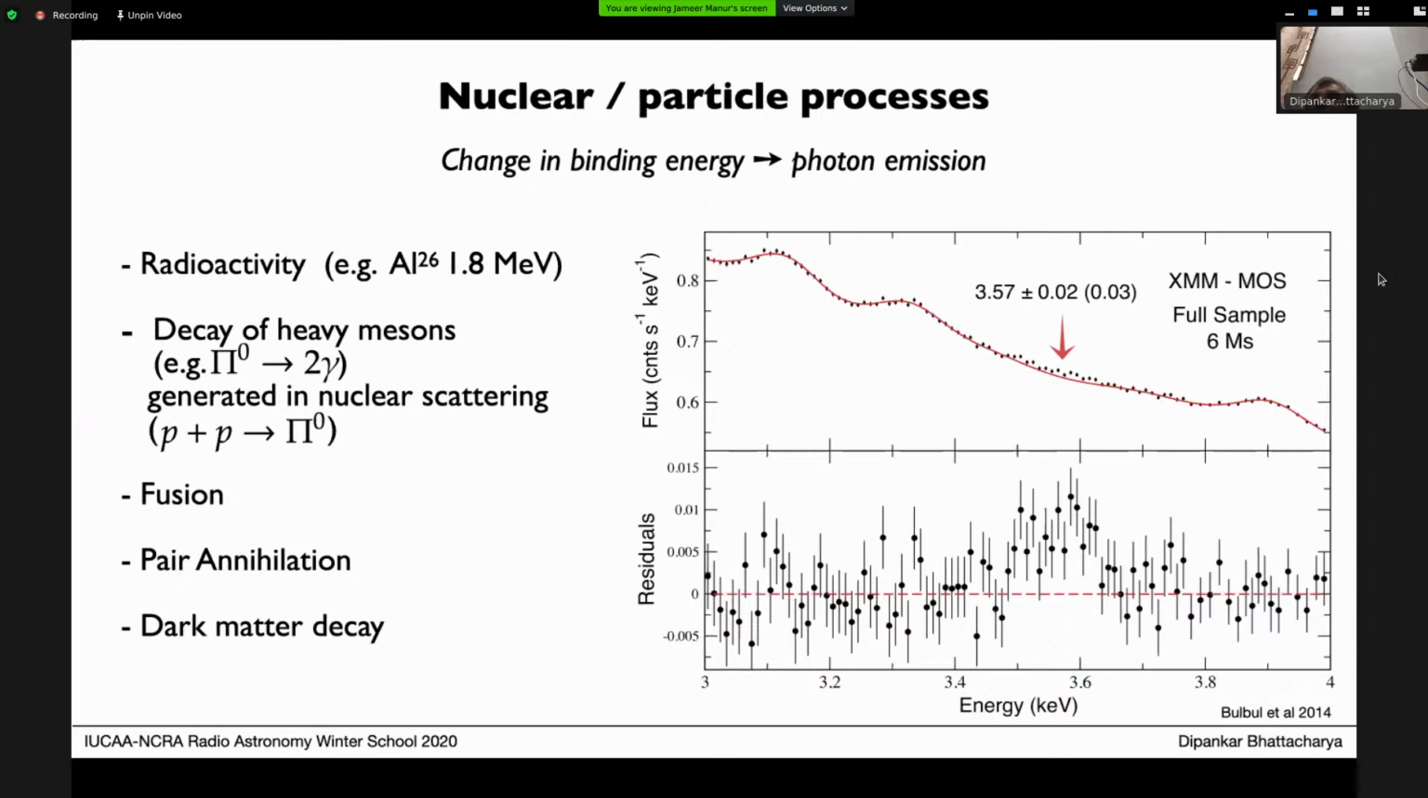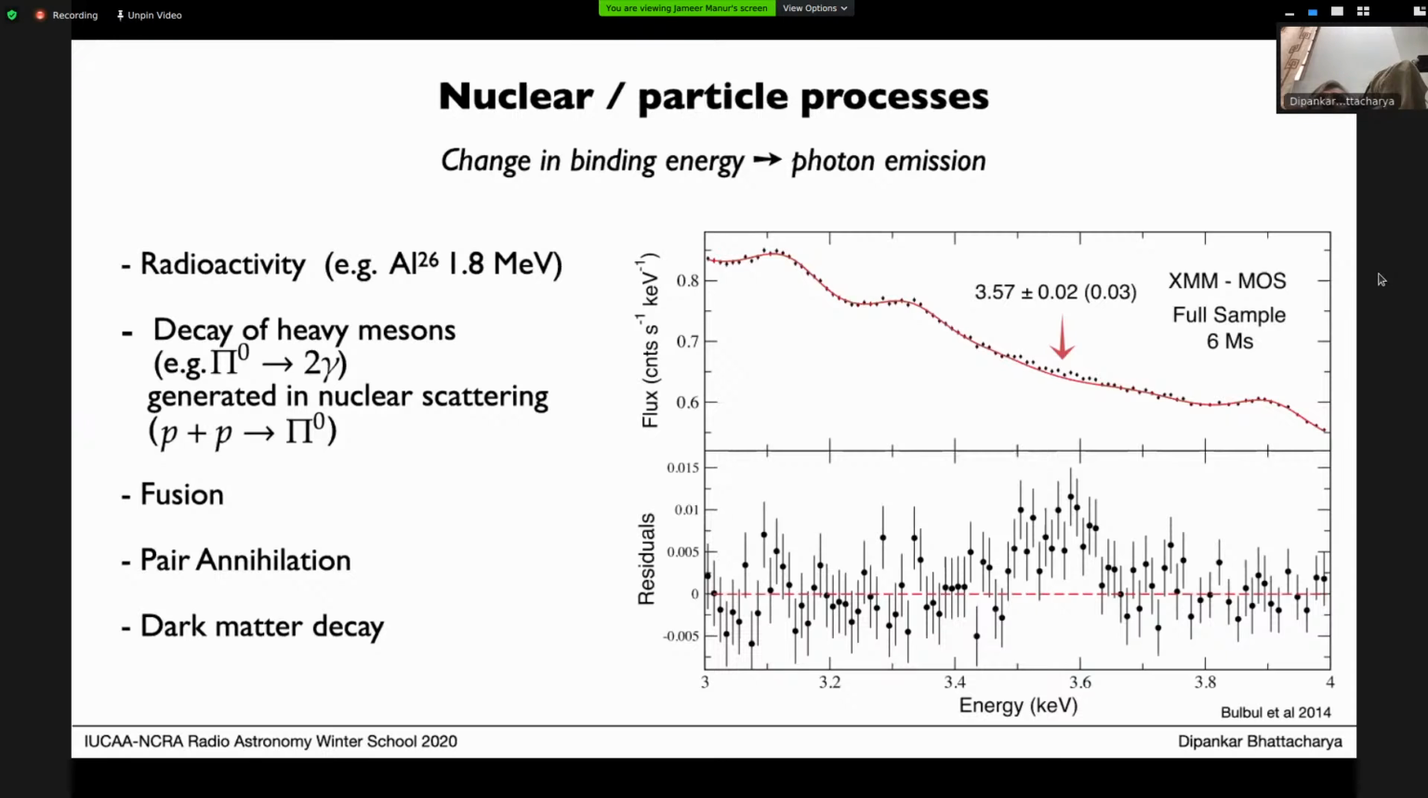So I will leave the electronic radiation processes there and just wind up by mentioning a couple of other processes which also contribute to the emission that we see. This includes nuclear processes like radioactivity. So a nucleus transmutes and produces gamma radiation. For example, aluminium-26 produces 1.8 MeV radiation that's quite widespread in galaxies. So any radioactive nuclide which is produced will generate gamma radiation of this kind.